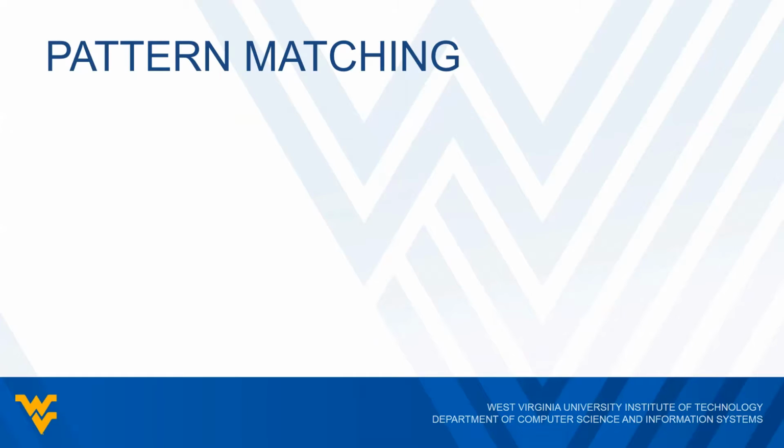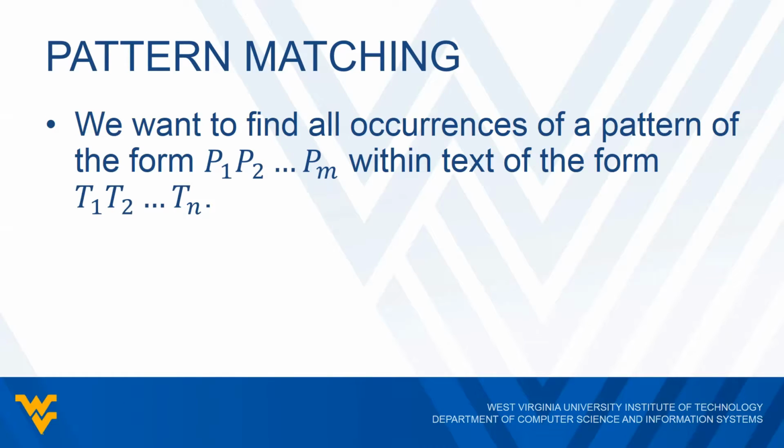Now let's take a look at our pattern matching algorithm that we talked about before. In case you don't remember how that worked, we want to find all occurrences of a pattern of the form P1, P2 all the way to Pm within a text of the form T1, T2 all the way to Tn.